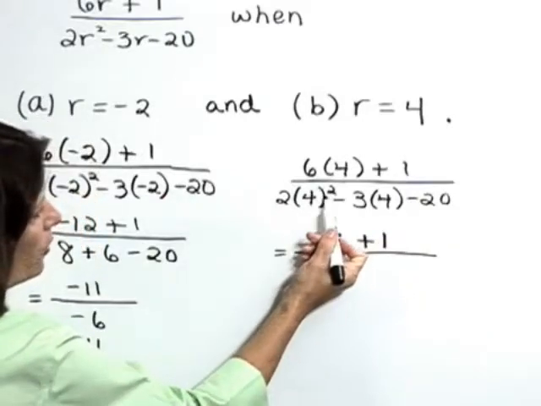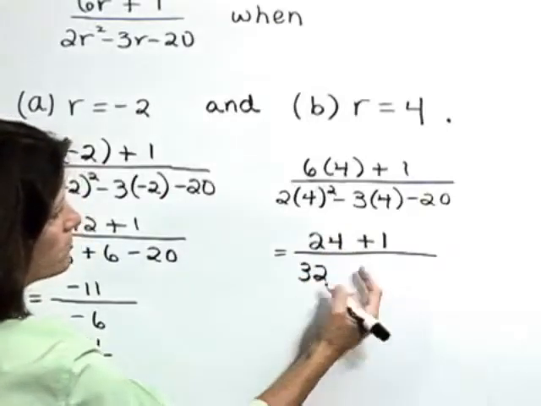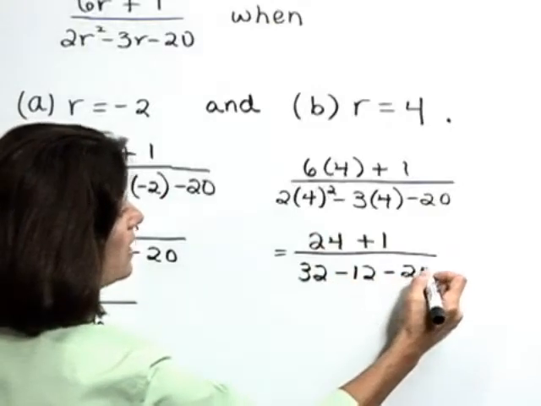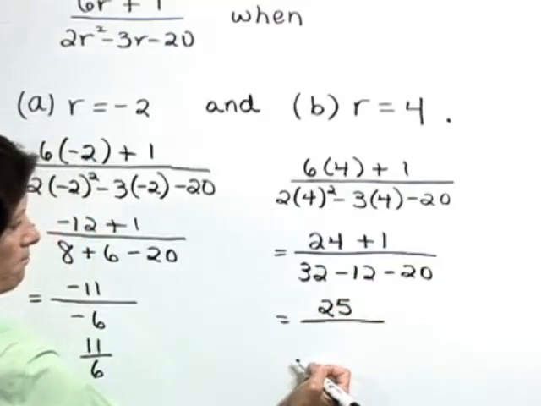In the denominator, 4 squared is 16, times 2 is 32. Negative 3 times 4 is −12, and minus 20. So our numerator is 25.